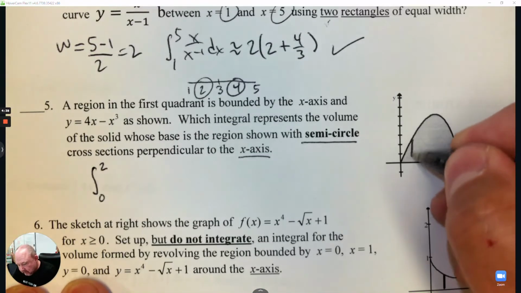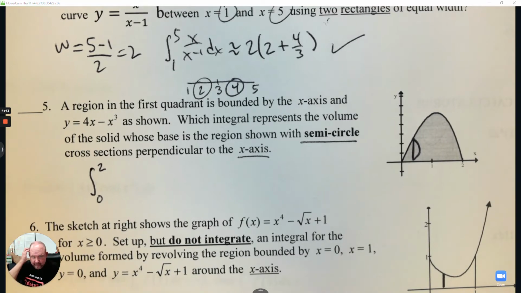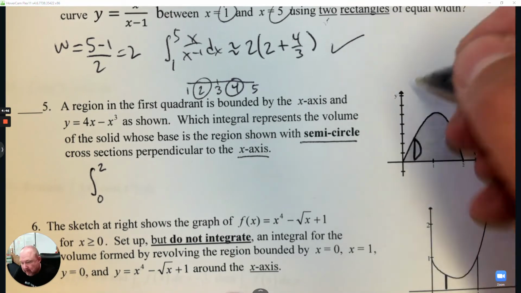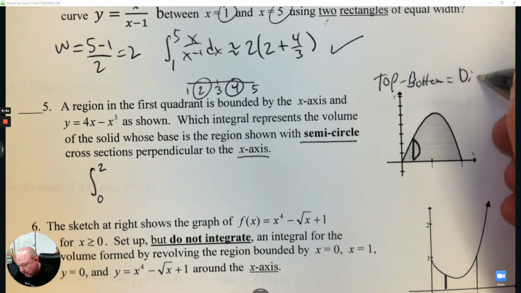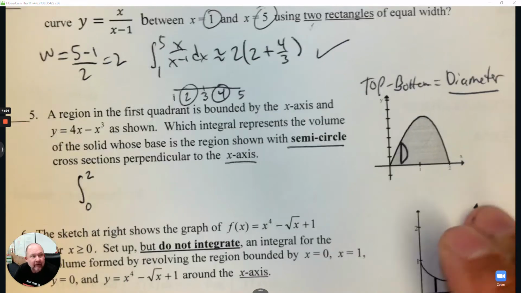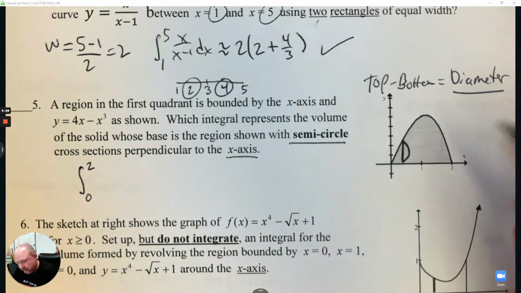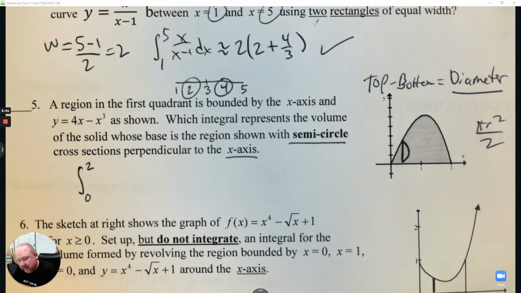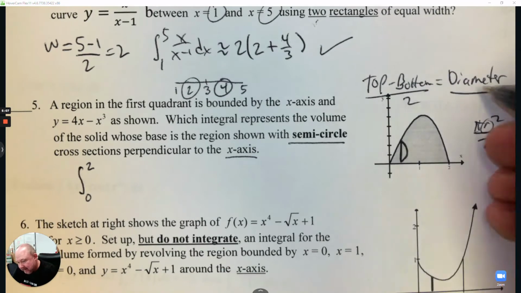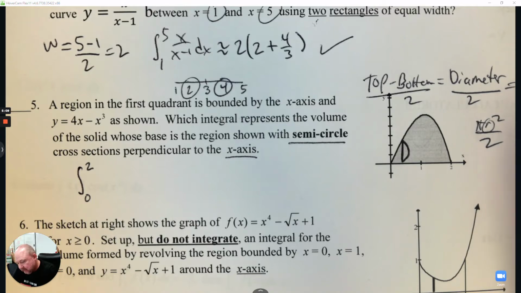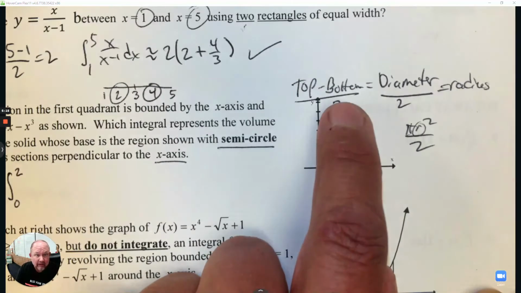If these are semicircles, so if I did an example of a semicircle, there's a semicircle. So if these are semicircles, then top subtract bottom is actually the diameter. So if I want to know the area of that, we know it's pi r squared divided by 2. That's a semicircle. But this radius, I have to divide that by 2 to get the radius. So top subtract bottom is the diameter. So I go top subtract bottom divided by 2.